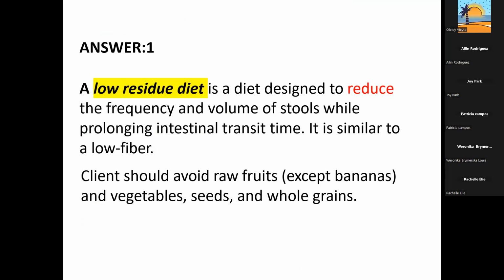A low residue diet is a diet designed to reduce the frequency and volume of stools, right? While prolonging that intestinal transit time, that peristalsis. It's very similar to a low fiber diet. Low residue is pretty much like a low fiber diet. Okay. These patients have to avoid raw fruits, except bananas, and vegetables, nothing with seeds, no whole grains. Okay. So it's the opposite of a high fiber diet.